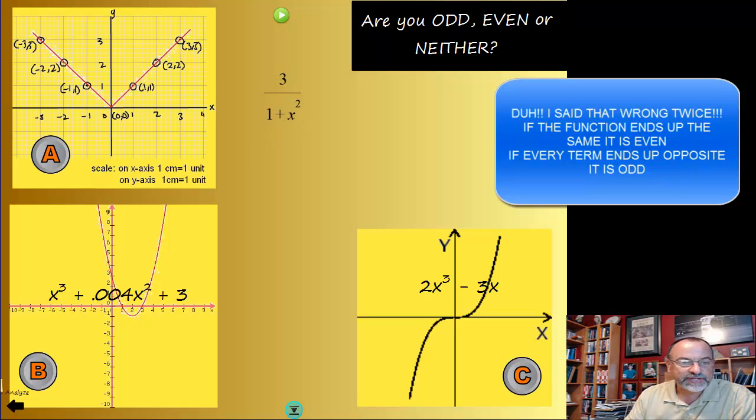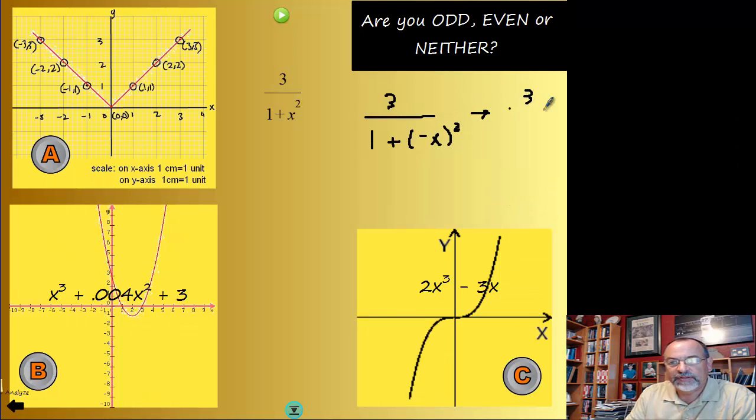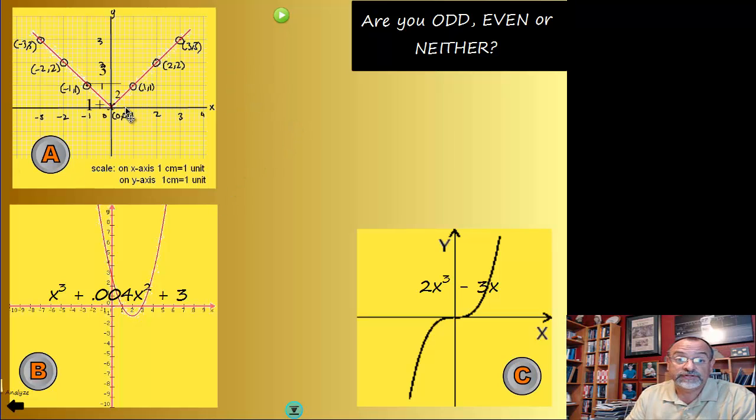Okay, so if we look at this one here, again, we're simply going to substitute in negative x and simplify it. So 3 over 1 plus negative x squared, and then I'm going to simplify it. It's going to be 3, and this is going to be 1, and then a negative x times a negative x is a positive x squared. So you'll notice that even though I put in negative x, I end up with the exact same function that I began with, and that means the function is even. So even would be the correct answer here. Okay?